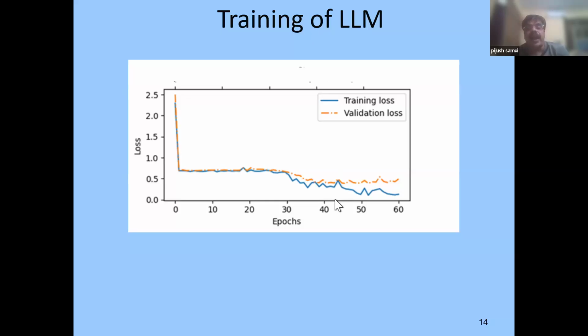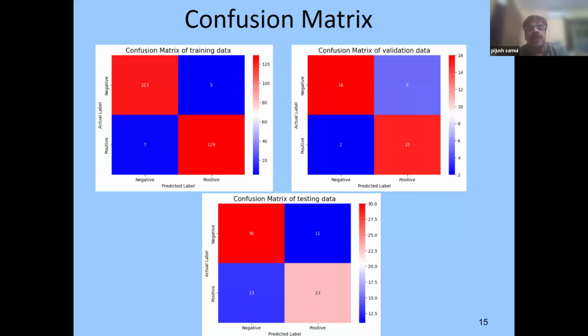Then I tried to check the performance on the training, testing and validation data sets. When you are checking the performance of the LLM model, one parameter is very important: the confusion matrix of the actual and predicted values. This is the confusion matrix for the training data set. This is the predicted label and this is the actual label. If the actual result is positive but the predicted label is negative, we take that as a false positive.